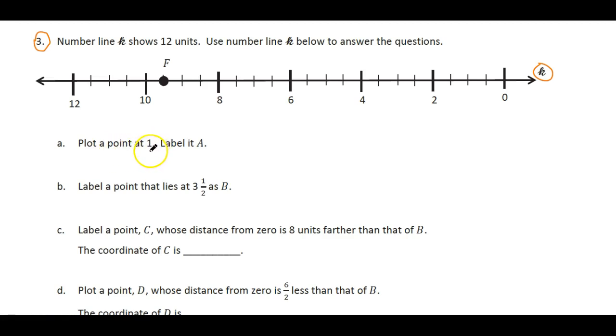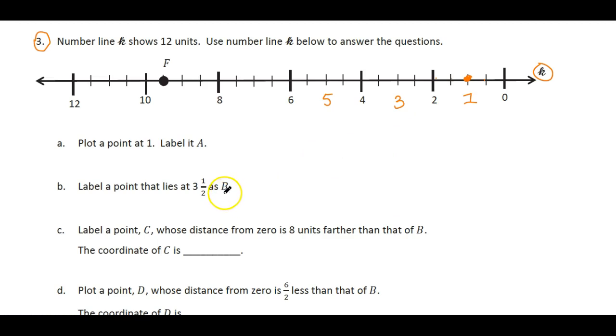Plot a point at 1. Label it A. Our number line doesn't start at 1. It starts at 2. Let's find the difference between 2 and 4. It's broken into 1, 2, 3, 4 pieces. We know halfway between 2 and 4 is a 3. So these halfway marks are going to look like that, right? So this then would have to be our 1. So these are kind of like half, 2 halves, 3 halves, 4 halves, and so on.